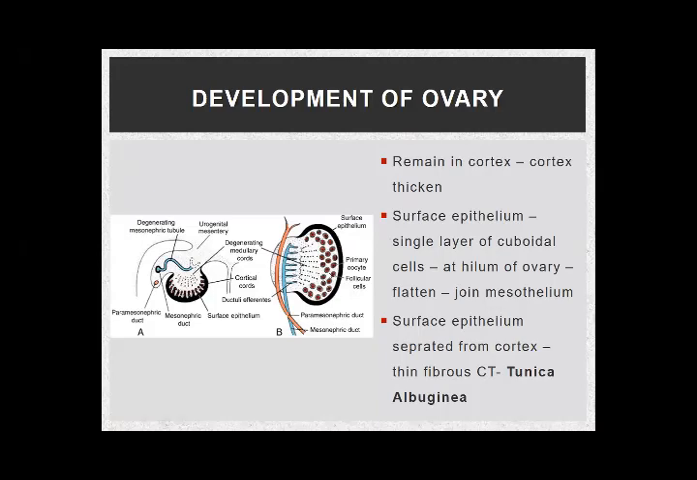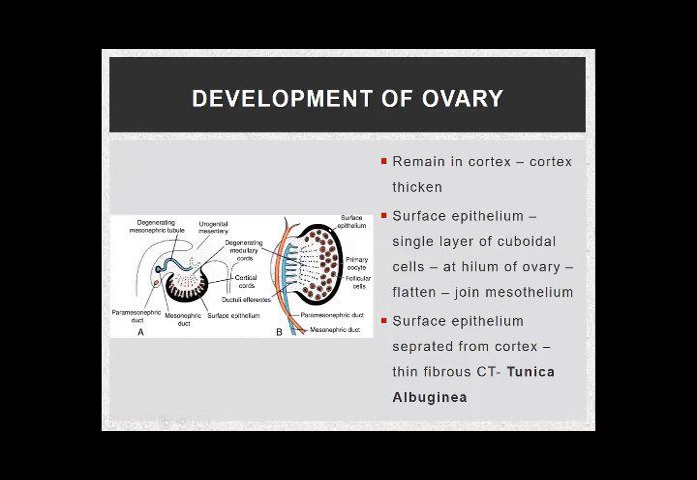The cortex becomes very thick. Look at this, it's a thick cortex. The surface epithelium is a single layer of cuboidal cells, here. Okay? This single layer of cuboidal cells is separated from the cells in the cortex by a very thin fibrous connective tissue layer, which is called the tunica albuginea.